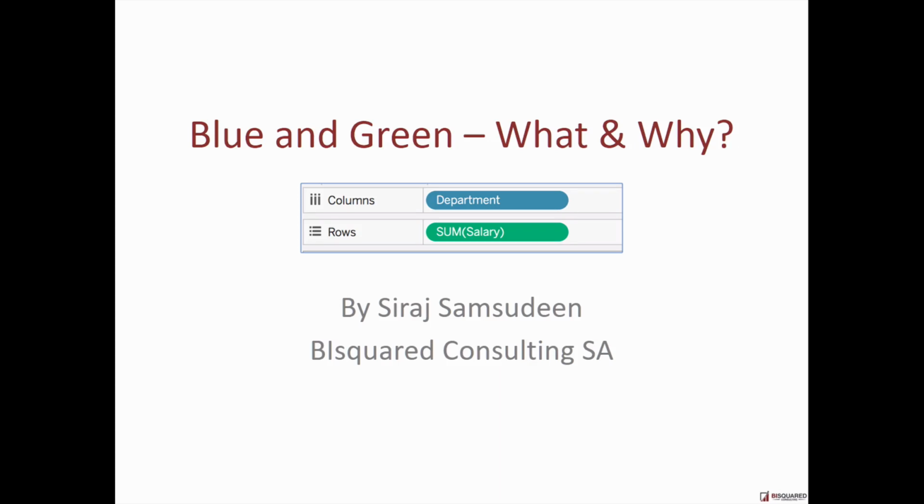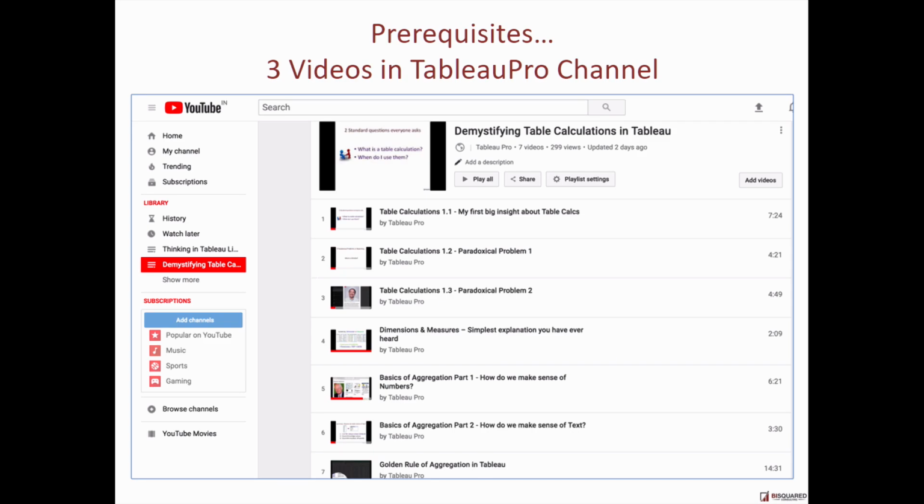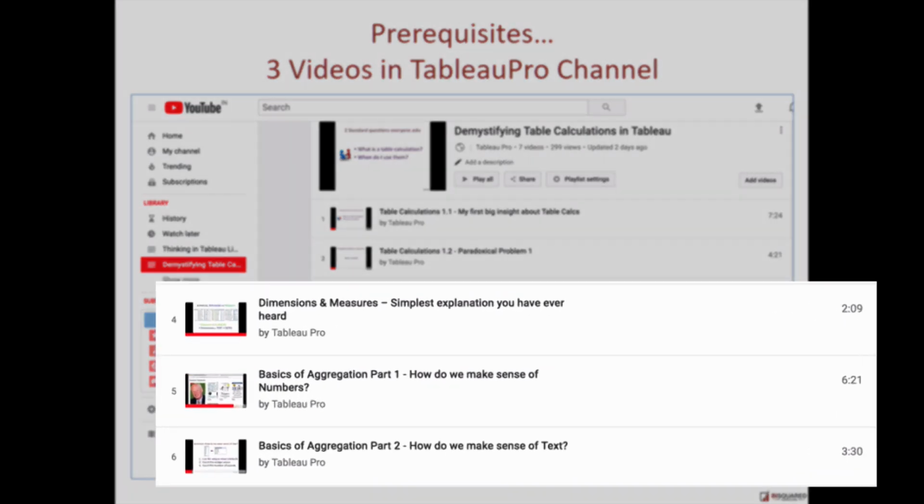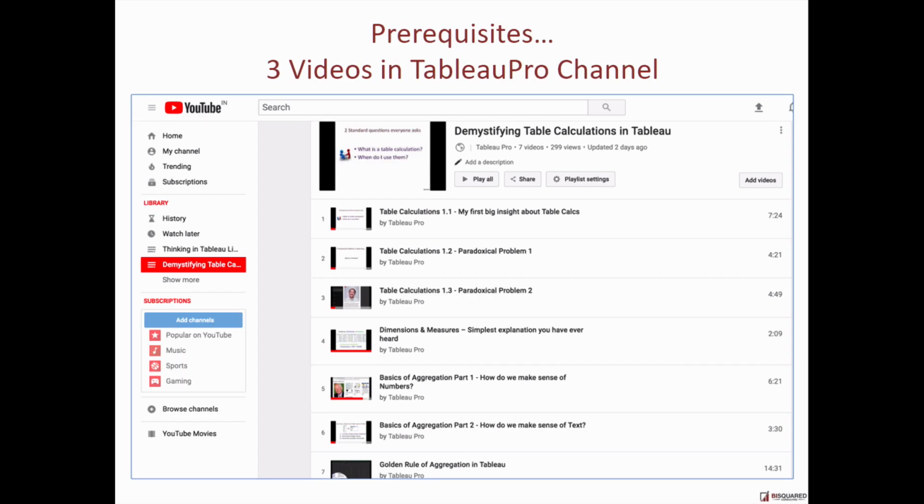In this video, I want to explain what blue and green means in Tableau, hopefully in simple and concrete terms that would make it easy for you to get an intuitive understanding of what these two terms mean. Before you continue with this video, I recommend that you take a look at the 3 highlighted videos in the TableauPro channel that would set up the basics for further concepts here.